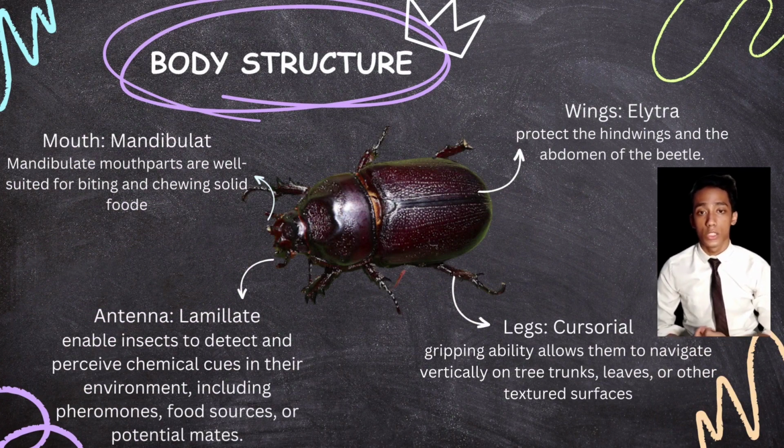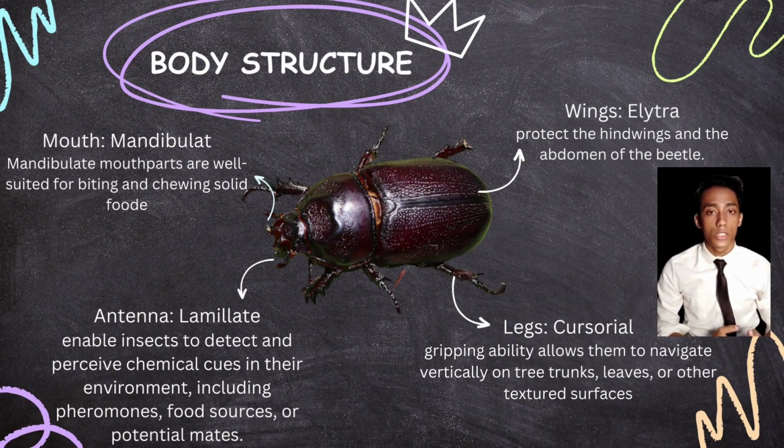Now let's move to the body structure of the rhinoceros beetle. The first one is the mouth. The mouth type for the rhinoceros beetle is mandibulate. Mandibulate mouthparts are well suited for biting and chewing solid food. In the case of the rhinoceros beetle, the mandibles, which are the prominent jaws, are used to grasp and tear plant material such as leaves, fruit, and wood, which form a significant part of their diet.